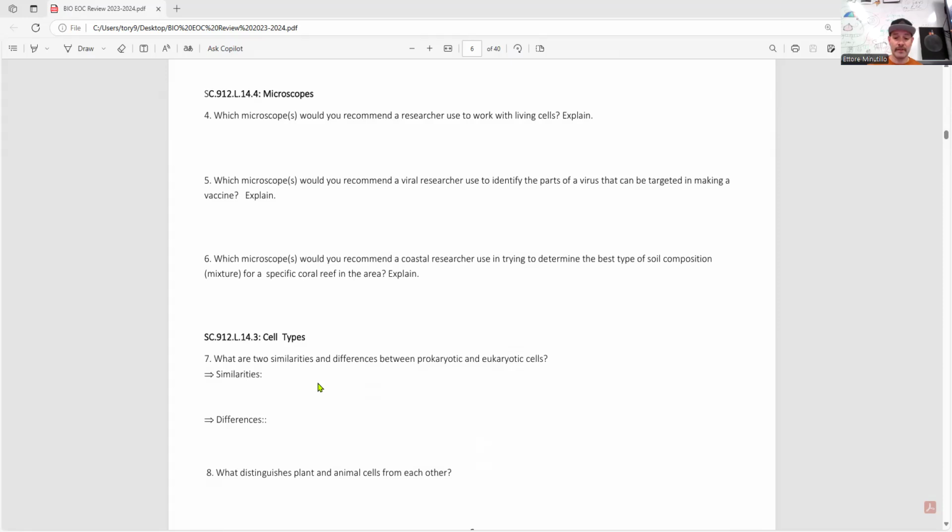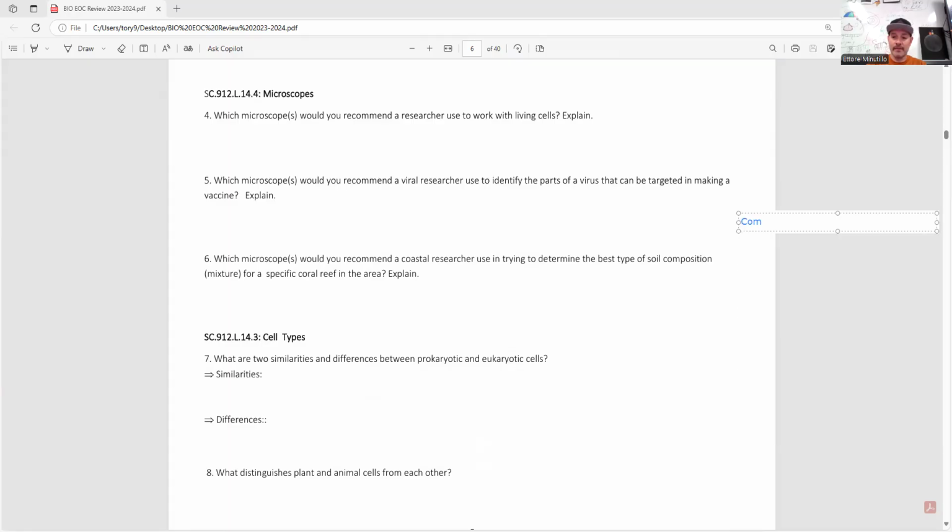Sliding down here to our microscope section. Which microscopes would you recommend to a researcher to use to work with living things? Well, first, let's just recap our types of microscopes. I think I'm just going to set up a paragraph on the side over here. This is something that would be a good idea to put into some margin space or maybe write down in another place. But there's going to be 3 main types of microscopes that we work with.